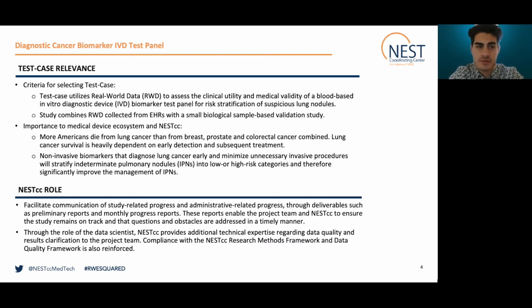Test case relevance and criteria for selecting this test case. Not only does this test case utilize real-world data to measure the clinical utility of this IVD test panel in stratifying suspicious lung nodules, but it also combines that real-world data with a small validation study. This device is important to the medical device ecosystem and NEST because of the prevalence of lung cancer in our society, as well as the heavy disease burden. Lung cancer causes more American deaths than prostate, breast, and colorectal combined.